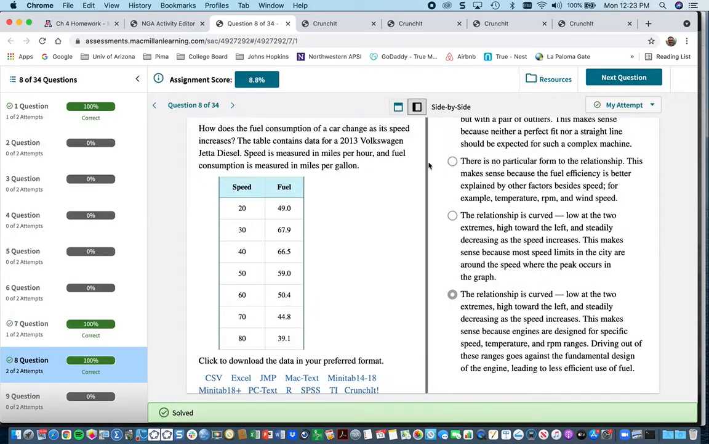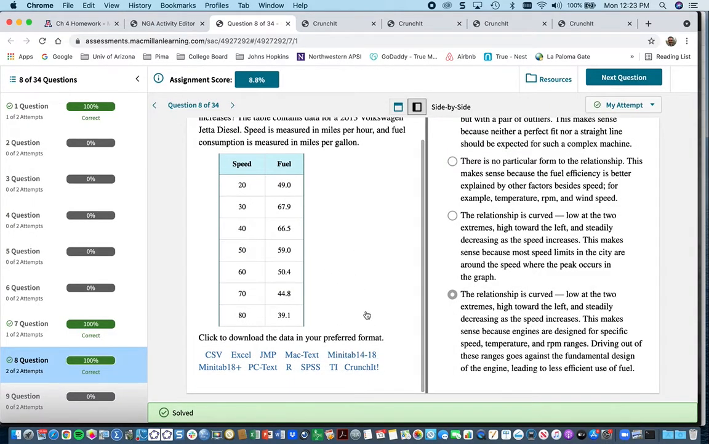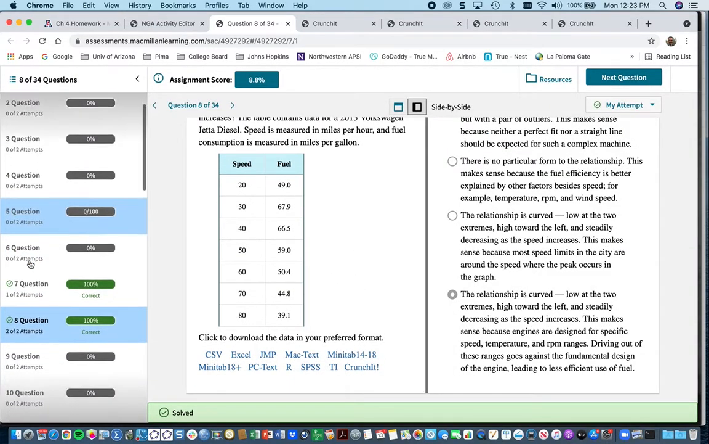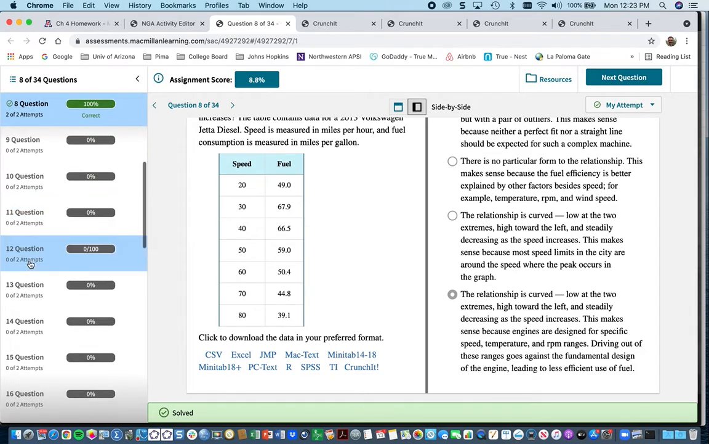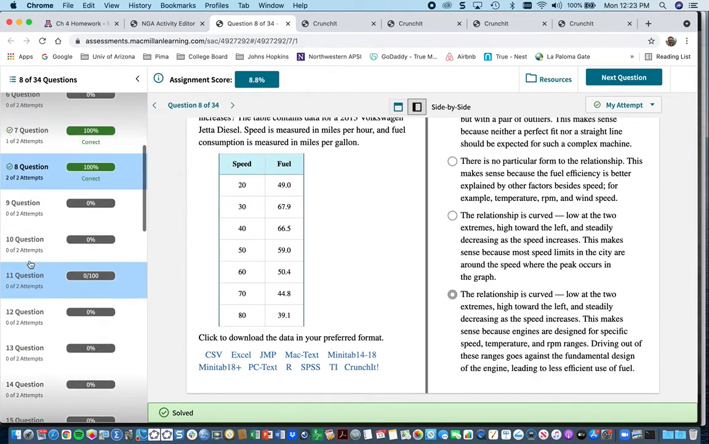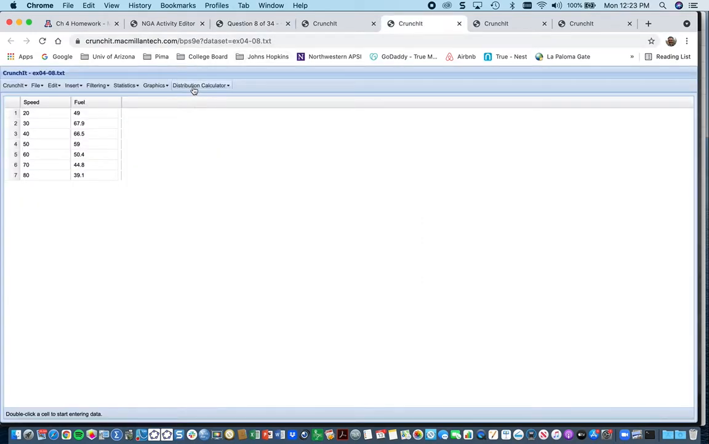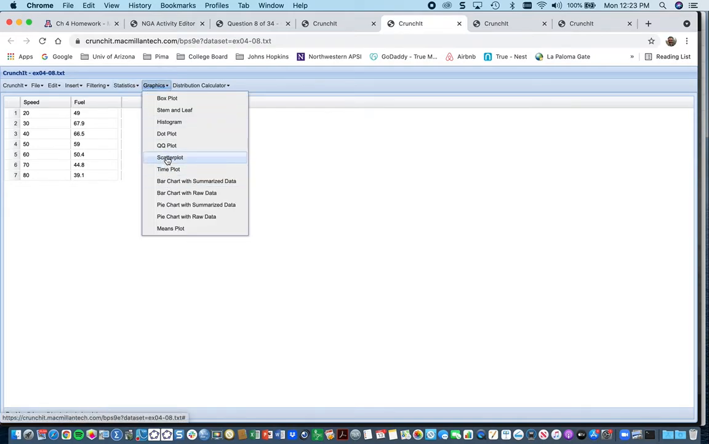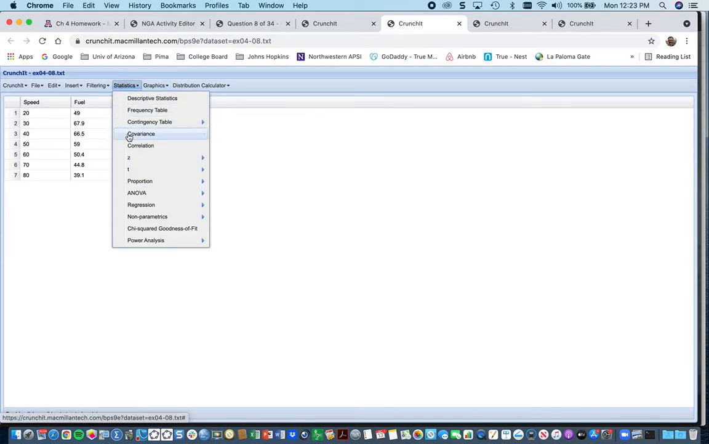So I wanted to show you how Crunch It works and just some of the questions that are going to be asked here. We found the correlation coefficient. So when we go into Crunch It, you're going to be using the graphics and you're going to be using the statistics. Those two things are going to be the two that you're going to be using. Under graphics, we're going to be using scatterplot, and under statistics, we're using correlation.